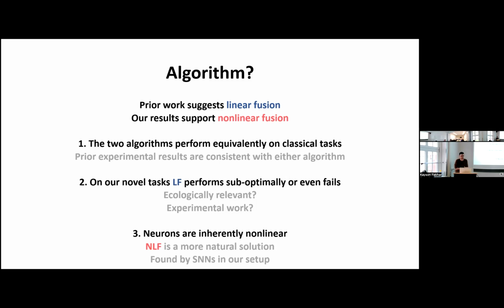And then the final point is more of a hardware point, which is just that neurons are inherently nonlinear. They use spiking nonlinearity to transform their inputs. So to some extent, nonlinear fusion represents a more natural solution. And the other point, which we explore a lot more in the paper, is that when we train spiking neural networks, or networks of leaky integrate-and-fire neurons, to do these tasks, they find this solution, which supports the idea that this might be a reasonable solution for networks of leaky integrate-and-fire neurons, at least.